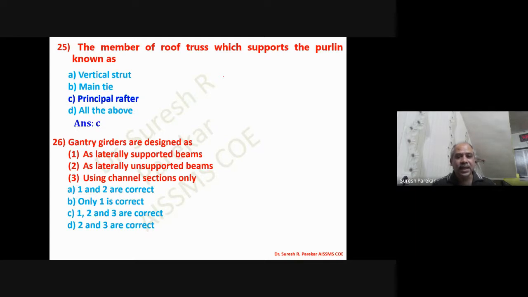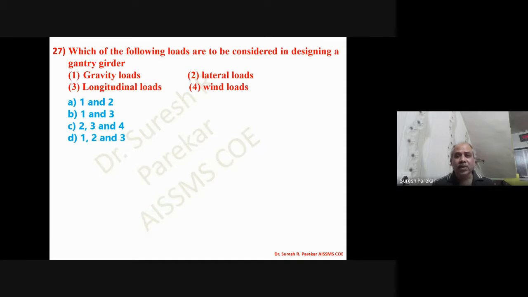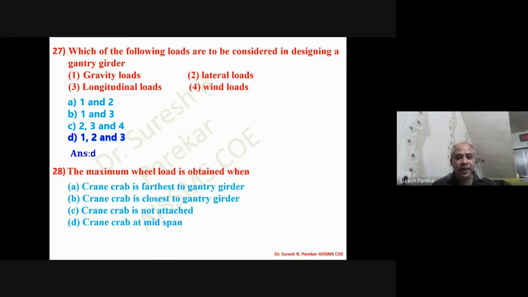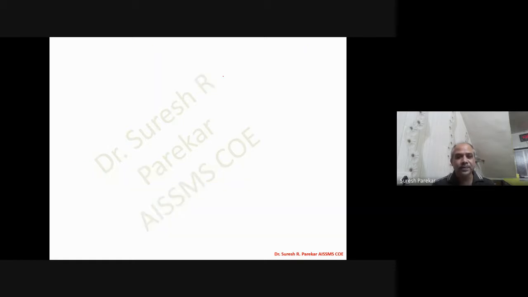Gantry girders are designed as laterally supported beams, or as laterally unsupported beams using channel sections only. So your gantry girder may be laterally supported or laterally unsupported. So 1 and 2 are correct. Which of the following loads are to be considered? While designing, we consider first, second, and third. Wind loads are not there for gantry girders. The maximum wind load is obtained when our crane crab is close to the gantry girder.